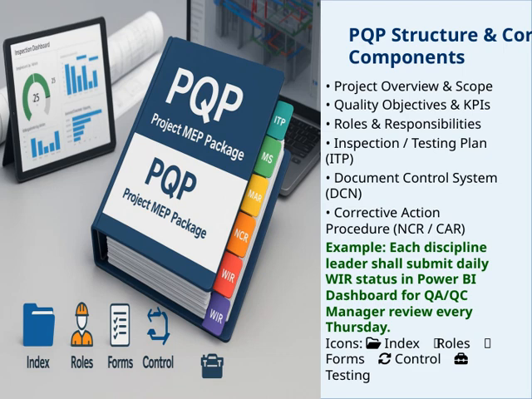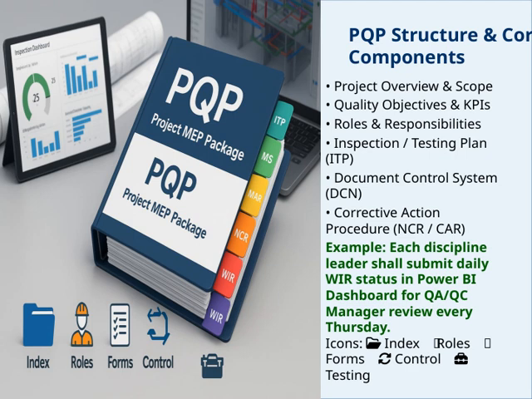First, we have the project overview and scope, which set the foundation by clearly defining what the project entails and what boundaries we are working within. Next, the quality objectives and KPIs help us measure success and ensure we stay aligned with our standards throughout the project. Roles and responsibilities are crucial as well, because knowing who is accountable for each task keeps everything organized and efficient. Then, there's the Inspection and Testing Plan, or ITP, which outlines when and how we will verify that work meets the required quality levels.